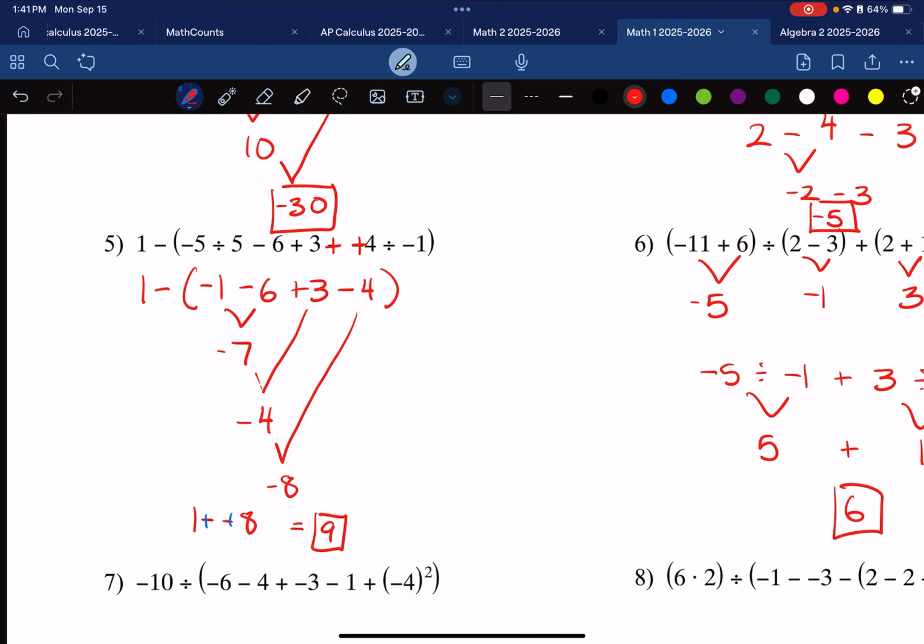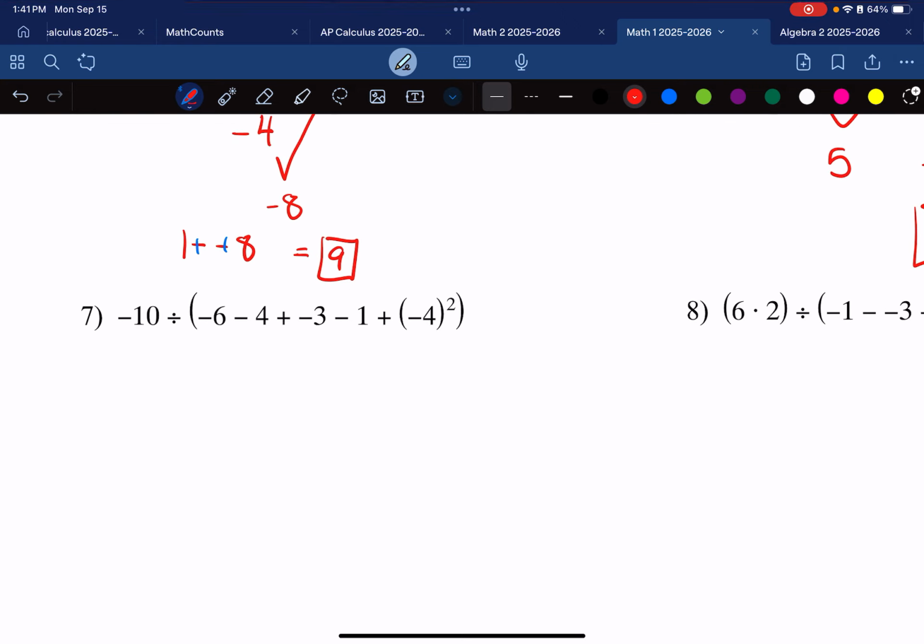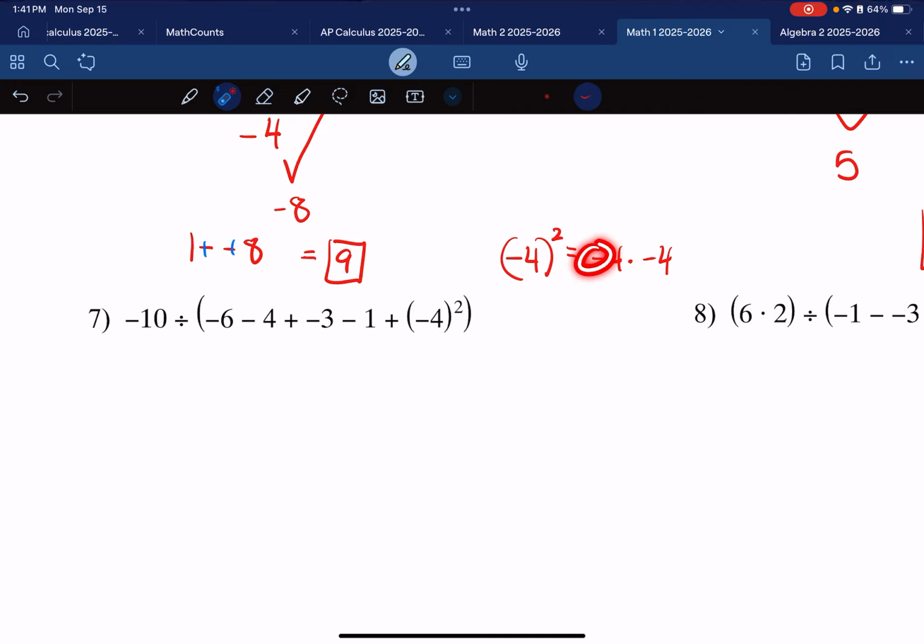Moving on to number 7. In number 7, we have finally an exponent. Remember, we start with parentheses, so I'm focusing here first. And then inside the parentheses, exponent is the first thing that I want to do. This is saying negative 4 squared. Remember that negative 4 quantity squared is the same thing as saying negative 4 times negative 4. Remember that a negative times a negative is a positive, so our answer here is going to be positive something. 4 times 4 is 16, so the answer is going to be positive 16.